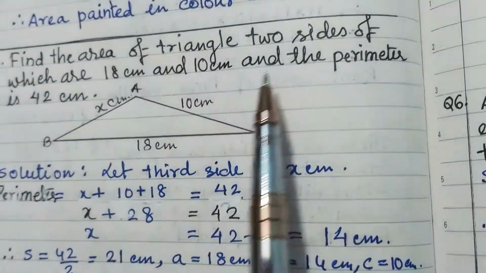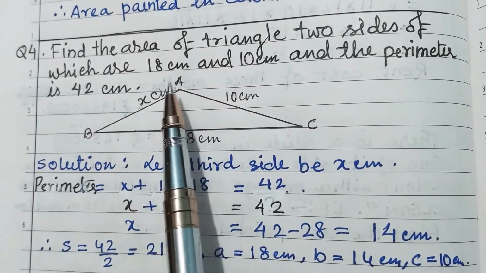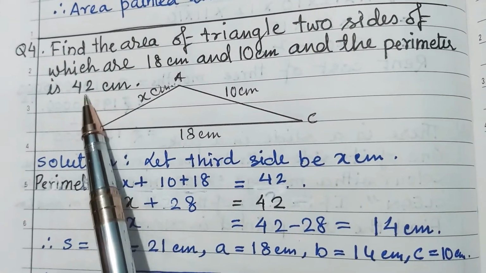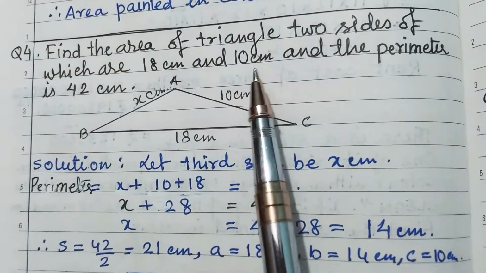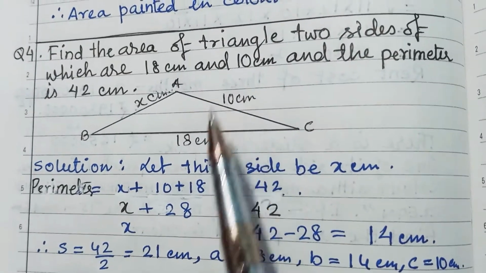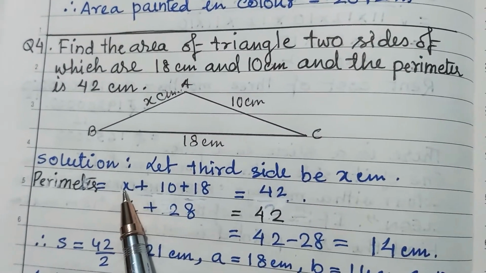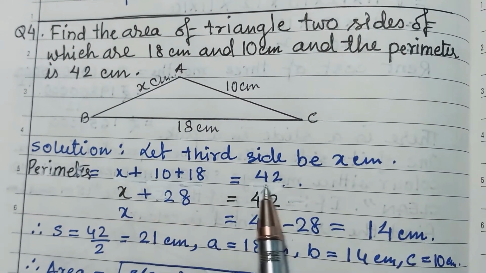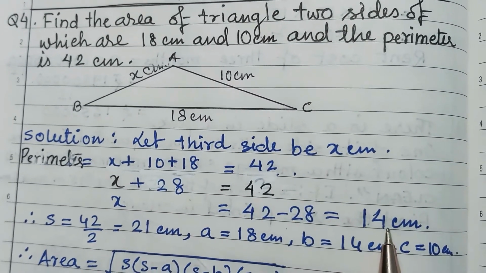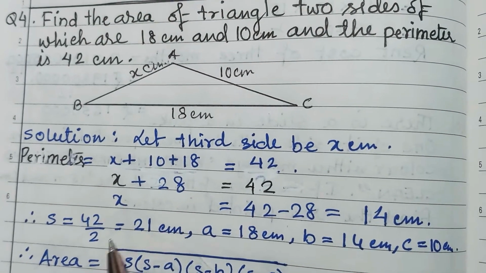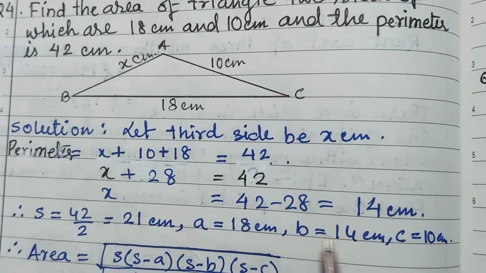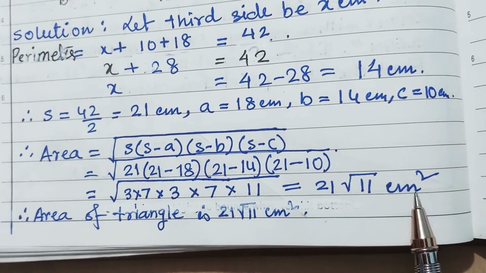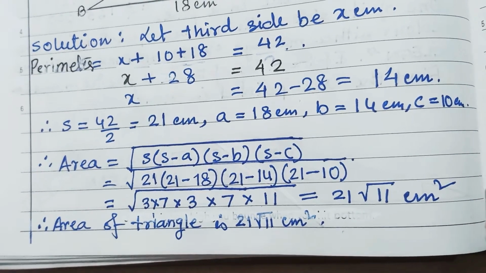Next question, find the area of the triangle, two sides of which are 18 centimeter and 10 centimeter and the perimeter is 42 centimeter. Two sides are given, the third side is not given. We have to find that. So take the third side as x, then the perimeter is x plus 10 plus 18 is equal to 42, x is equal to 14 centimeter. Now find out the semi perimeter, 42 upon 2. A, B, C we have. Substitute the values. It is 21 root 11 centimeter square, the area of the triangle.